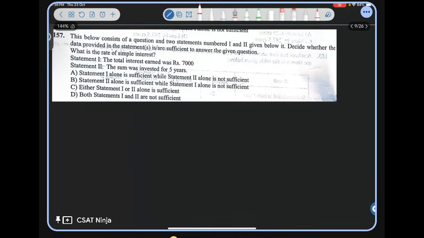Next question here is: this below consists of a question. Let's look at what is asked. What is the rate of simple interest? What is the rate of interest? So the rate of interest, R, is asked. Remember, we are talking about simple interest, SI, okay?